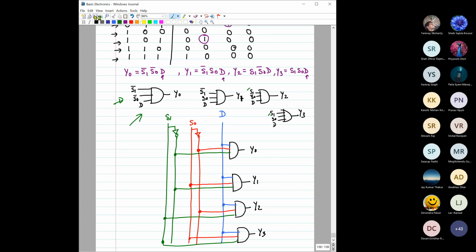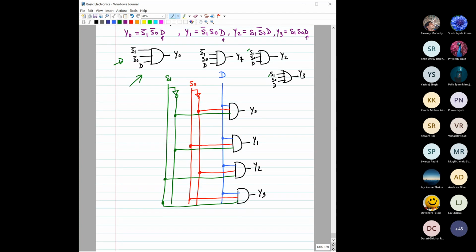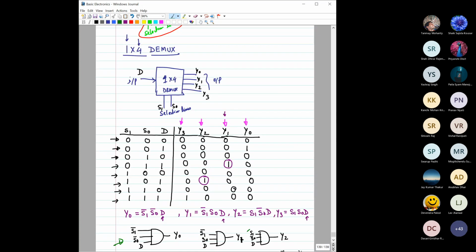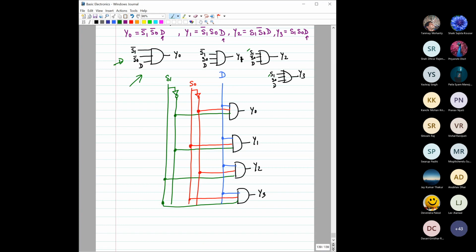So I hope now this demultiplexer part is clear to you. Any doubt in demultiplexer? Sir, will it make sense if we send input 0? Yeah, it makes sense. It will always give 0 irrespective of selection line. Right. So why will we give input 0?